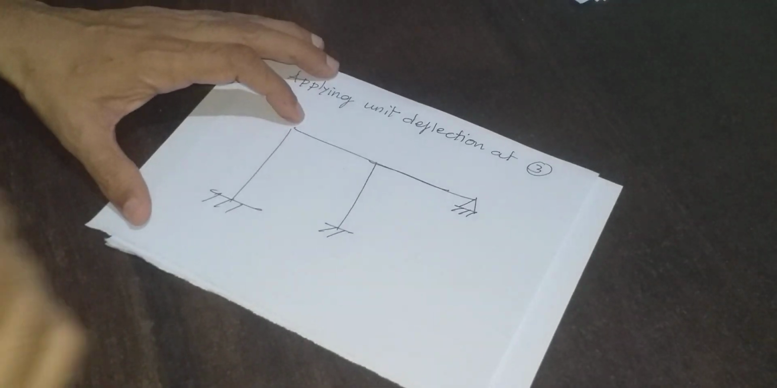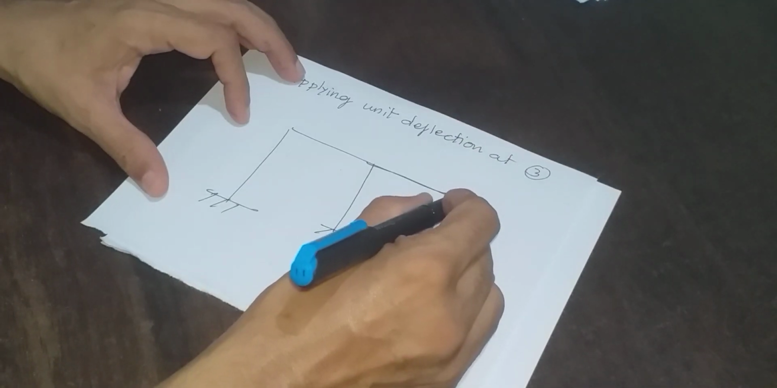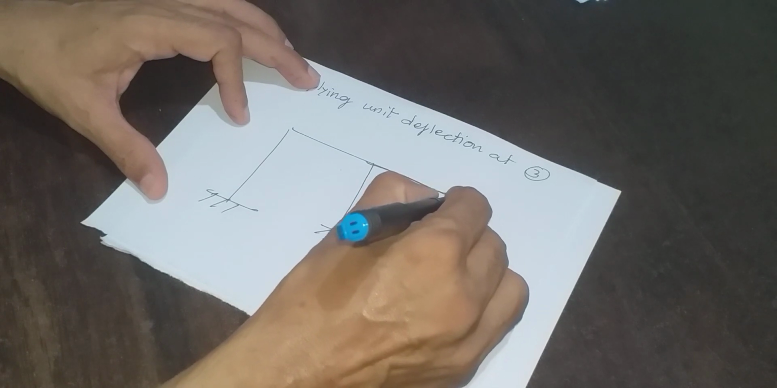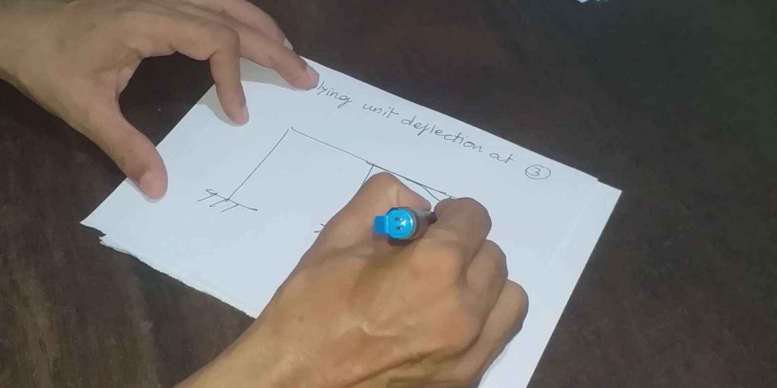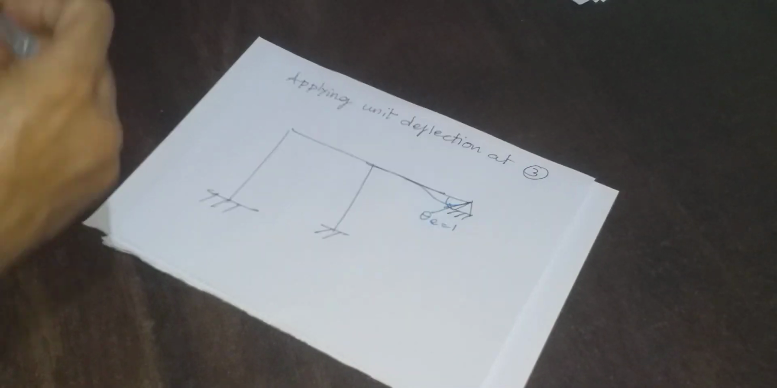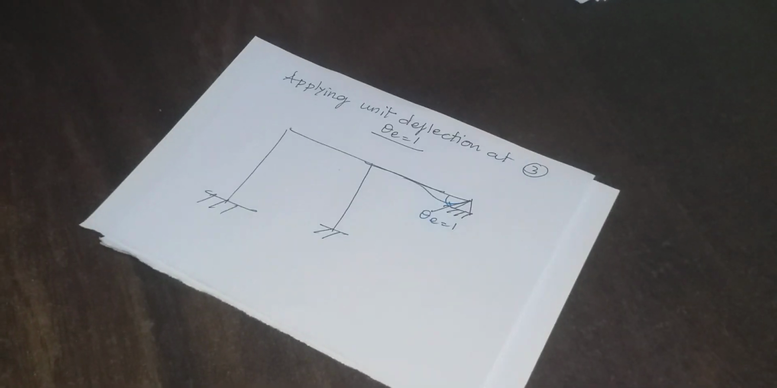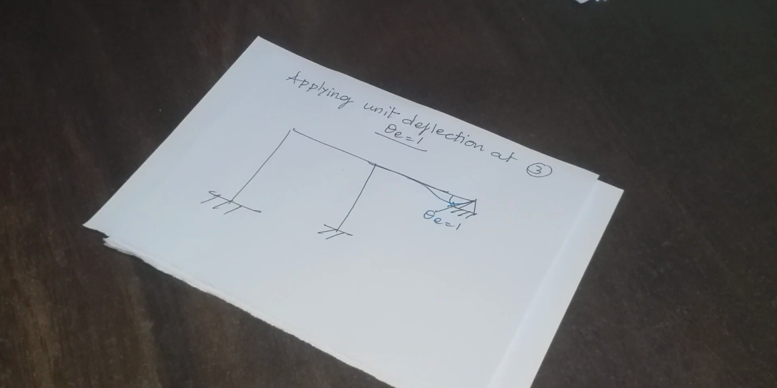Coordinate 3 is at E, and I am applying unit deflection at E. E is connected by only one member, CE, so only one member will get affected. This is the unit deflection. Unit deflection at coordinate 3 is theta E. Theta E is equal to 1. I have applied anticlockwise deflection, so anticlockwise rotation of the tangent will take place at E.